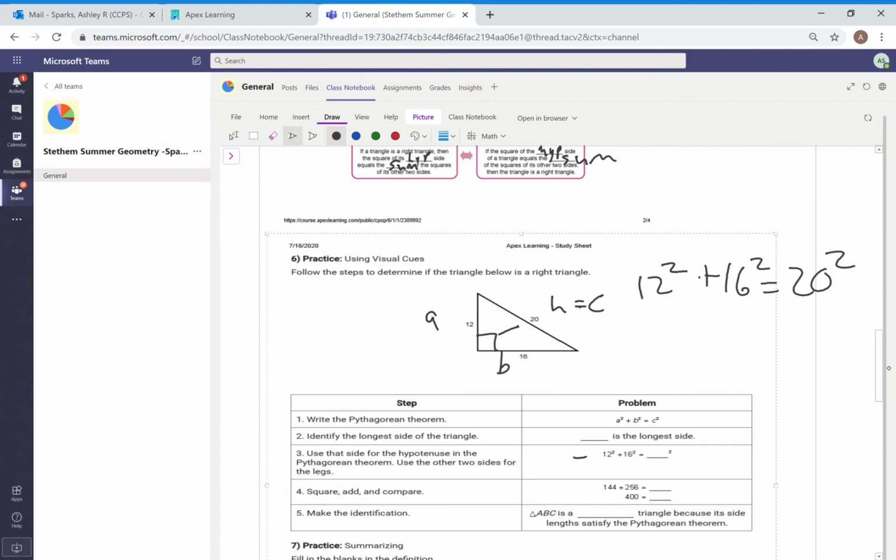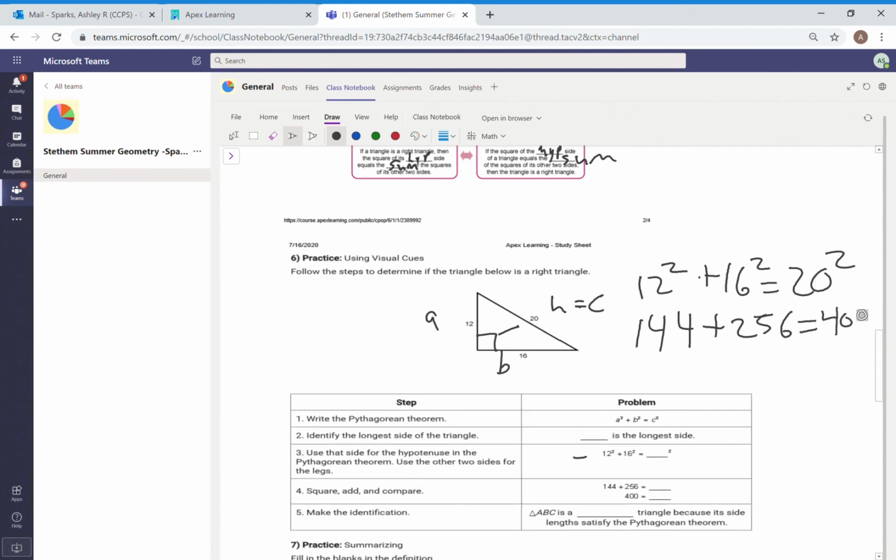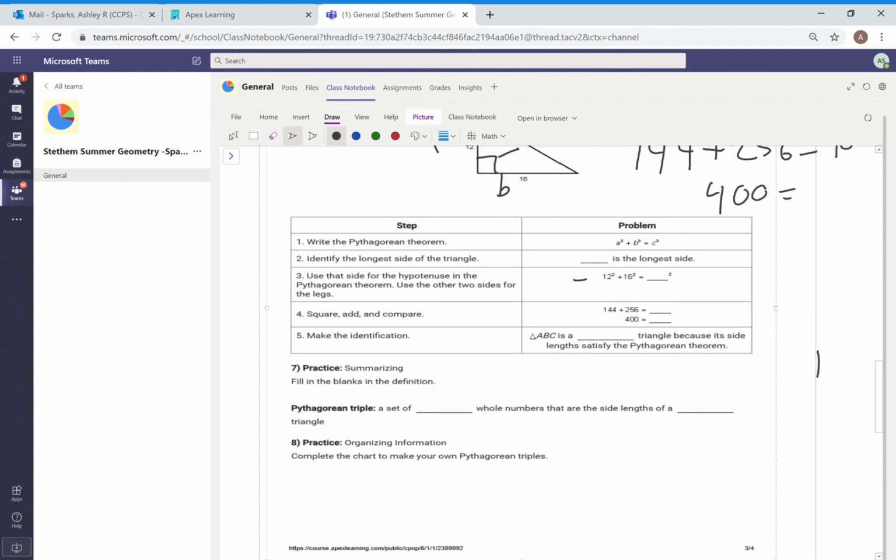12 squared will give me 144, plus 16 times 16 gives me 256, and 20 squared will give me 400. If I add these two together, I get 400, which tells me I do have a right triangle here. So ABC is a right triangle. Okay?